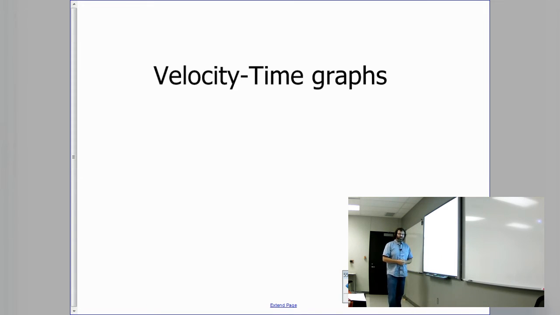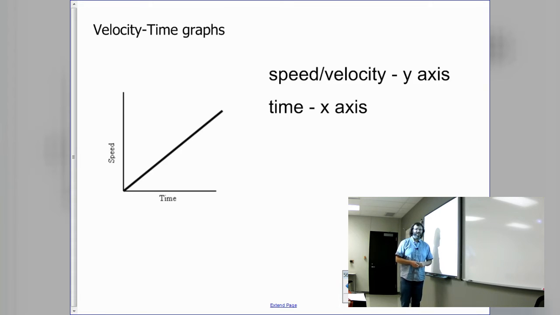Now, what I want to introduce you to now, we've talked about position time graphs in the past. It is obviously new that they are curves when we show acceleration, but what is now going to be new is a new type of graph called a velocity time graph. And as you might guess, a velocity time graph shows the speed or velocity on the y-axis and time on the x-axis.